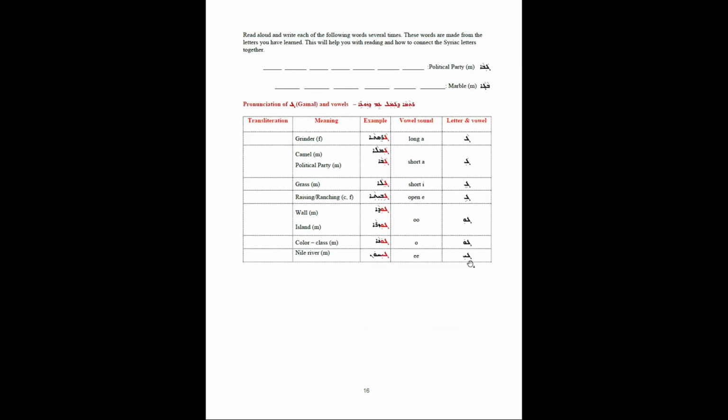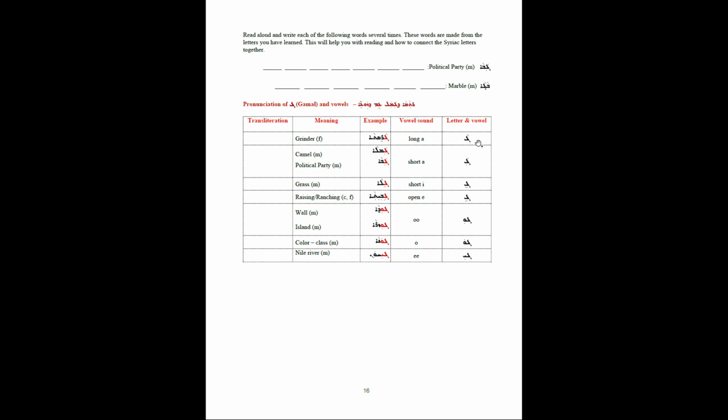Alright, let's see, these words are made of the three letters we have learned so far. I have two words here. I want you to write those as well in those areas. Gabba means a group or political party. And the second one is baga.